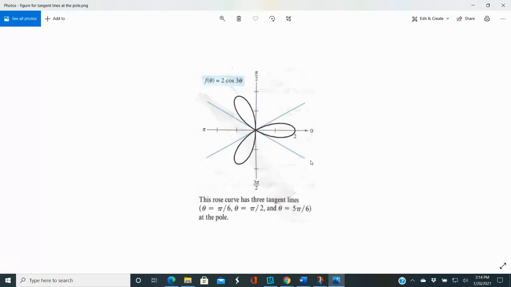Theta is equal to pi over 6, theta is equal to pi over 2, and theta is equal to 5 pi over 6. That was done correctly during the lesson, but I made a mistake when I was trying to explain the particular tracing of the curve and how you get these tangent lines as the curve passes through the pole 3 different times. I had that incorrect, and now I'd like to correct that.